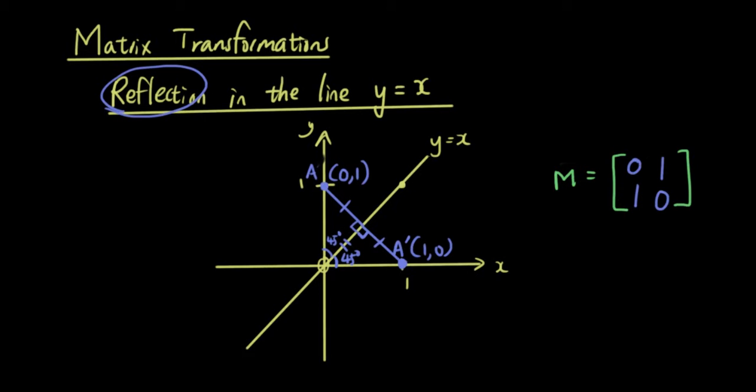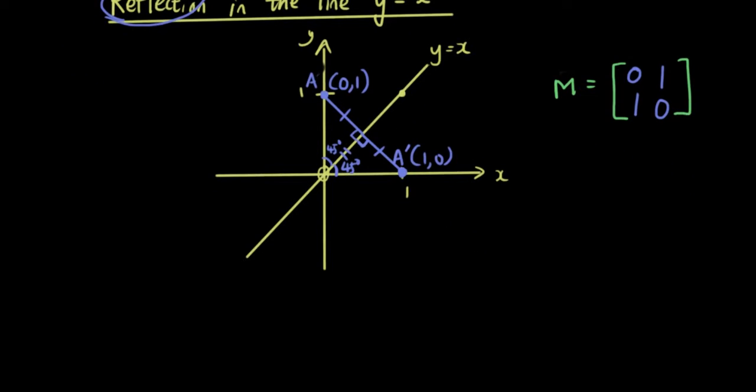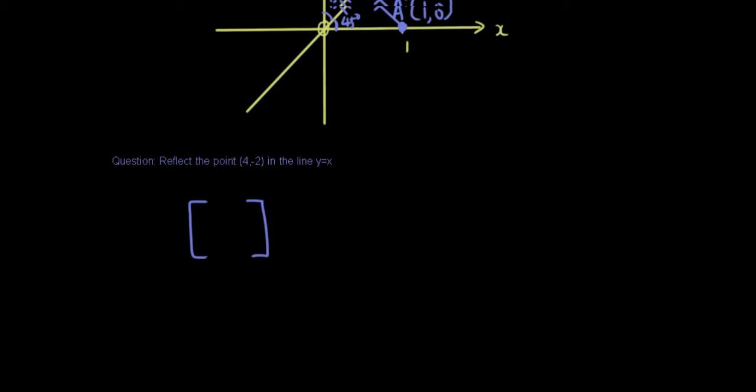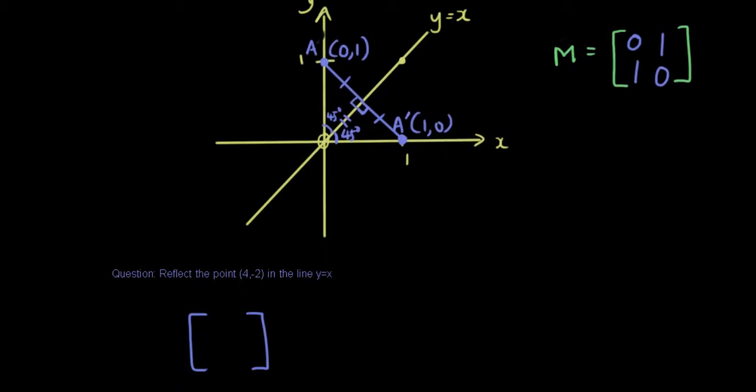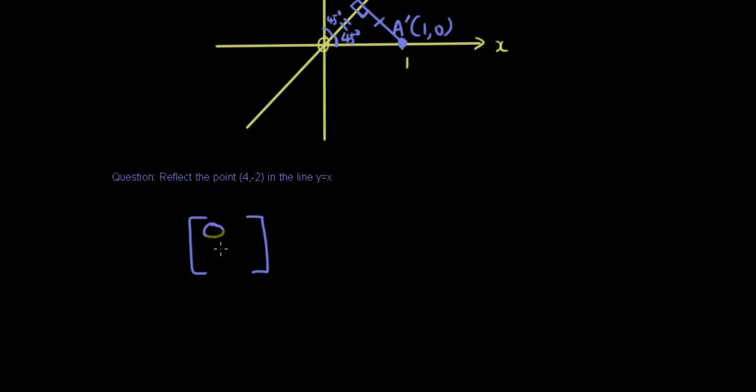Okay, now let's test it using GeoGebra to see if it works. So the question which we're going to do is reflect the point 4, -2 in the line y equals x. So all you have to do is use the reflection matrix that we've just discovered. So it's 0, 1, 1, 0. And we multiply it by the point 4, -2. And that will give us the image, which is x dash, y dash.